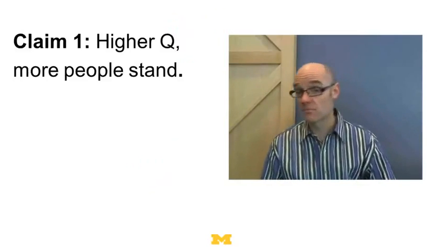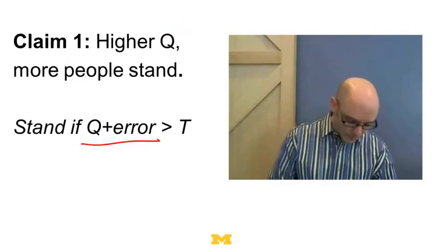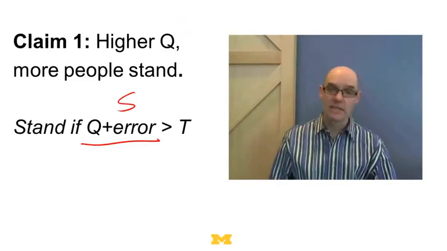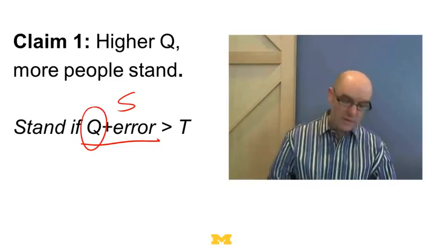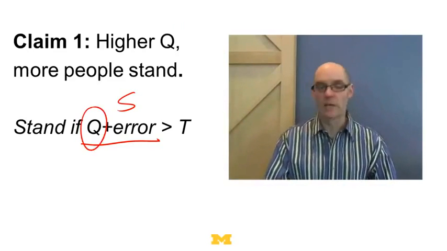So now let's think through some of the results we can get from this model. The first claim is, the higher the quality of the show, the more likely there is to be a standing ovation. Well, why is that true? Think about it. You stand if the quality plus the error, which is your signal, is above the threshold. So if the quality is higher, your quality plus your error term is higher, and it's more likely to be above the threshold, more likely to get a standing ovation.